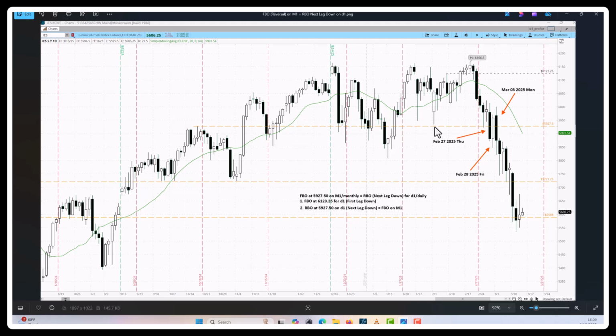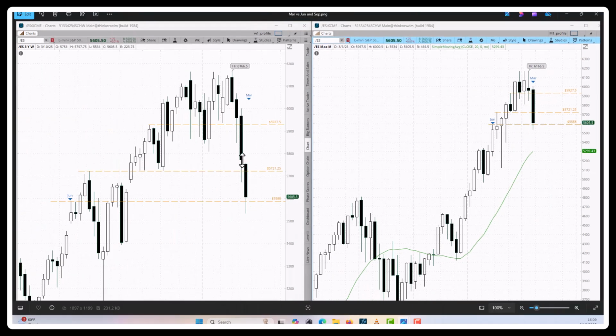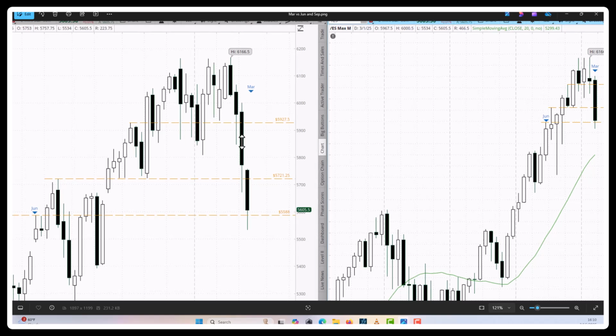Yep. So if we look at the daily, we see the pattern much better, but on the weekly we don't see that much at this level. We only see that it tests from above, right? Then the next logical step is going to break that level.